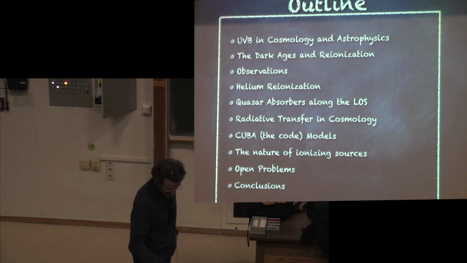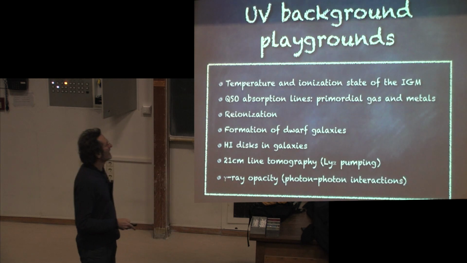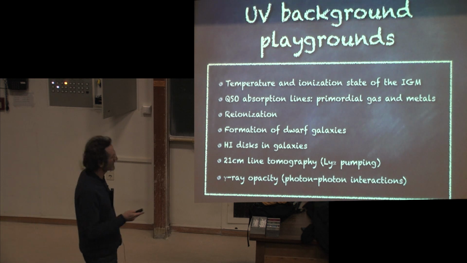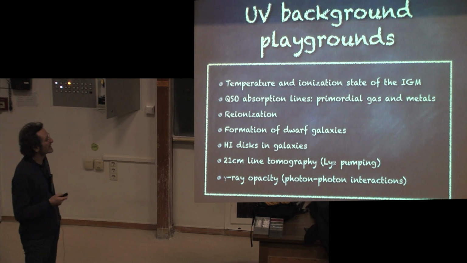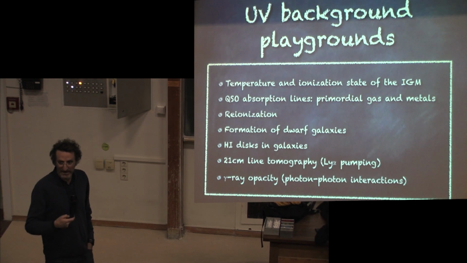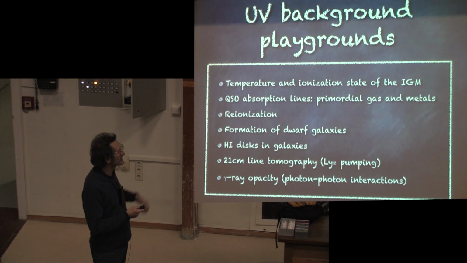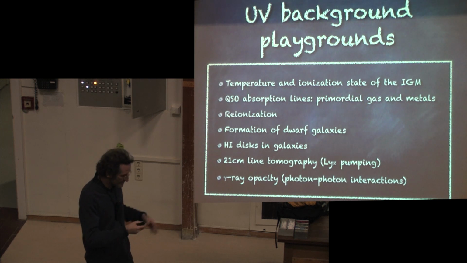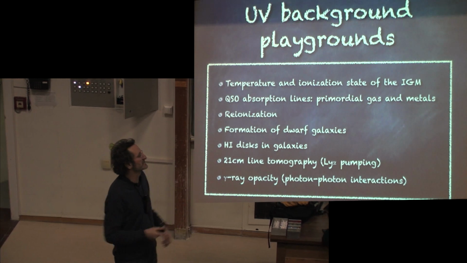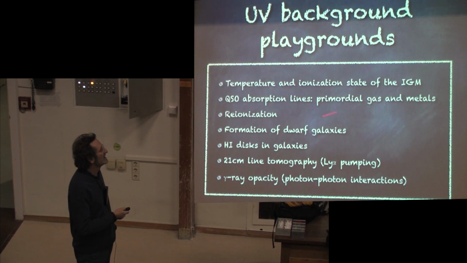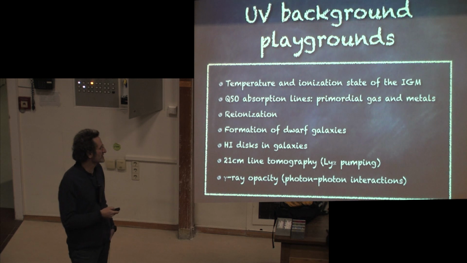behind this value. The UV background has an important role in astrophysics. Here are just some examples of where the UV background plays a role. It sets the temperature and the ionization state of the intergalactic medium. It determines how we map the intergalactic medium through the quasar absorption lines. Of course, it is the source of reionization.